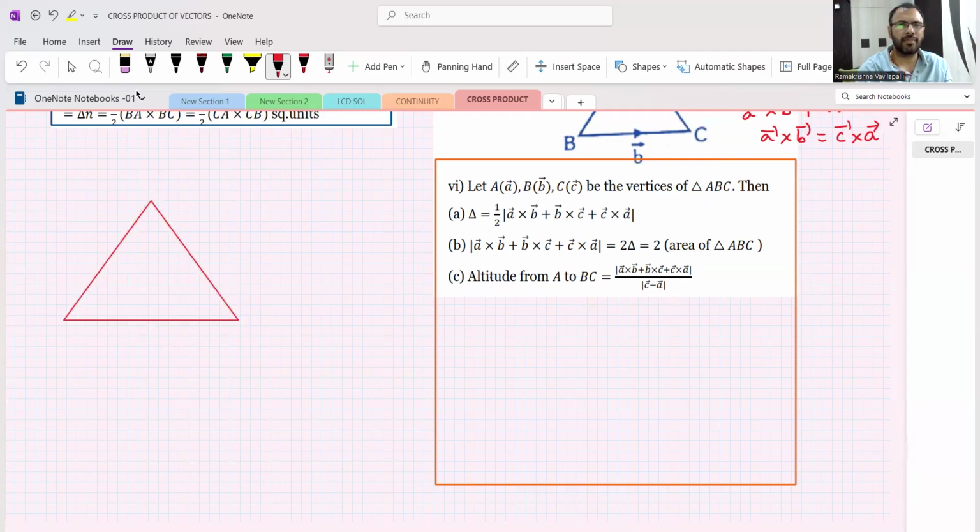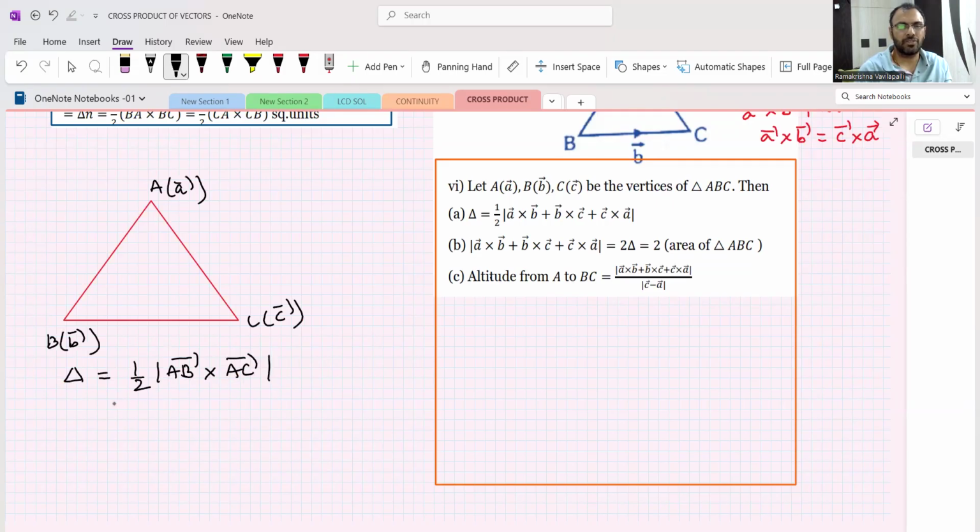So here this is A of A bar, and this is B of B bar, and this is C of C bar. Origin is somewhere. So what is the area of this triangle? Delta is equal to half into modulus of AB bar cross AC bar. This is nothing but half into AB bar, which is B bar minus A bar, cross AC bar, which is C bar minus A bar.